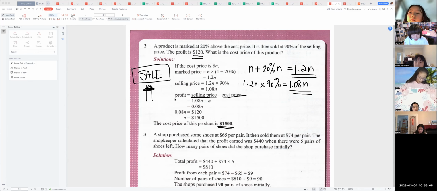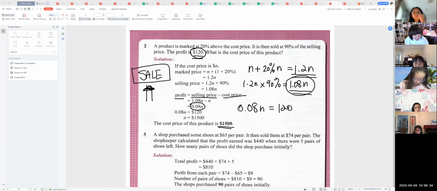The only thing is we know the profit equals selling price minus cost, right? So we know this is the selling price, right? So selling price equals 1.08 n minus n equals 0.08 n. Do you understand this part? OK, 那 profit 就等于0.08 n， 对不对？然后题目又告诉你 profit 等于120块钱，correct? OK, so that means what? 0.08 n equals 120, 对不对 Emma?